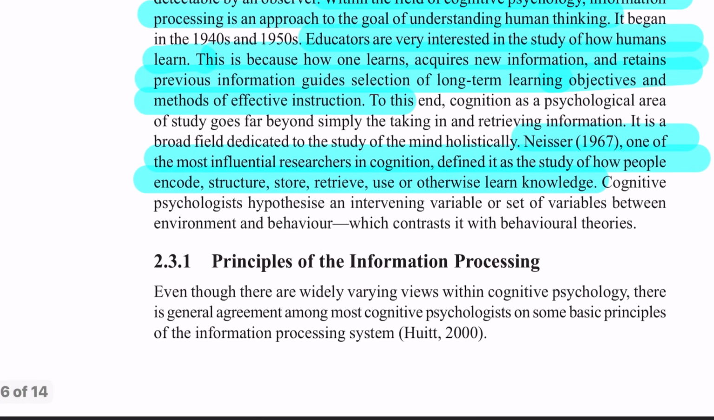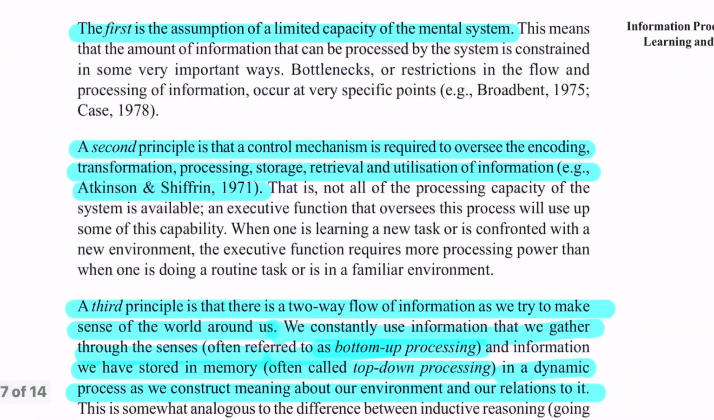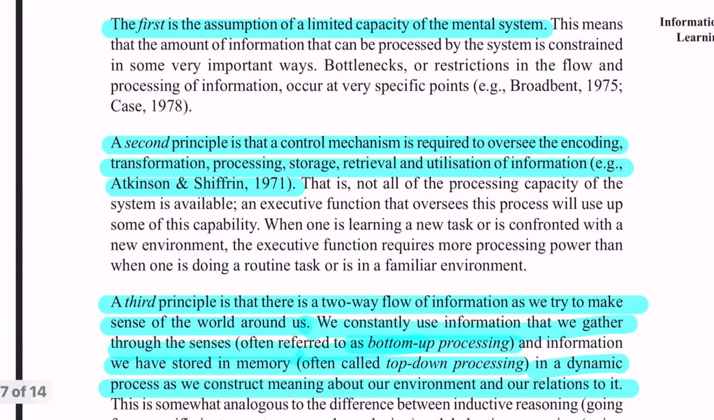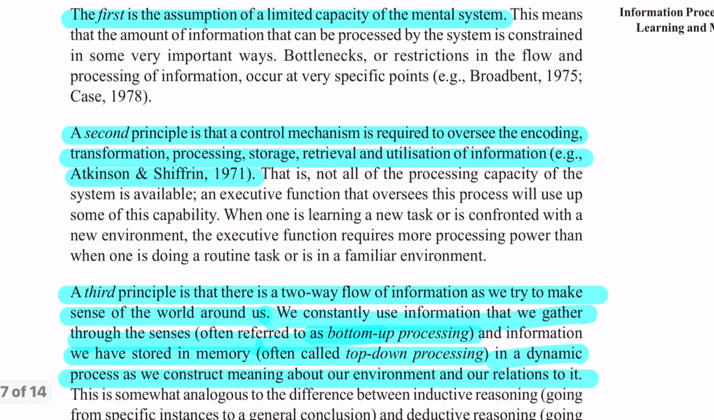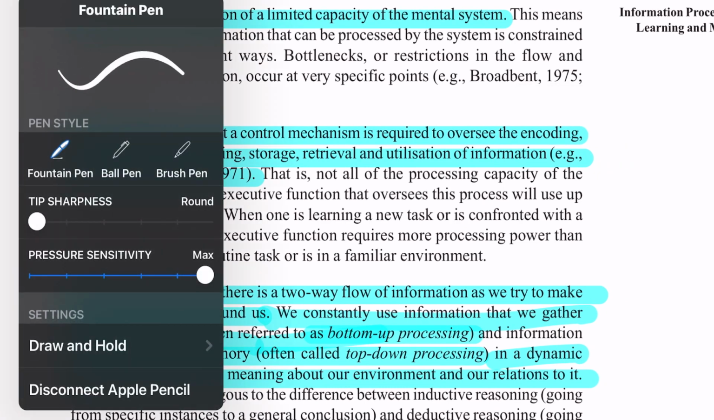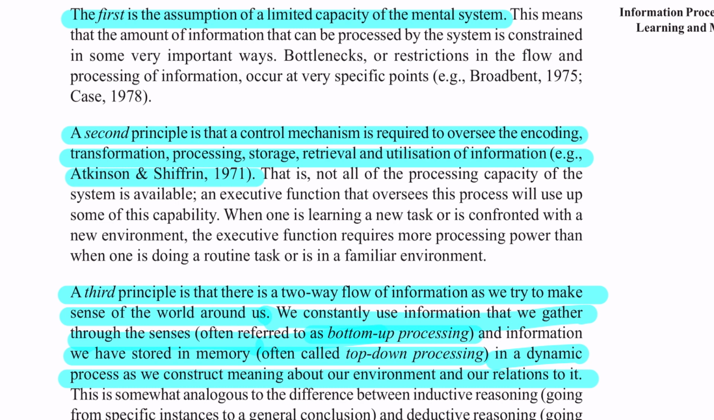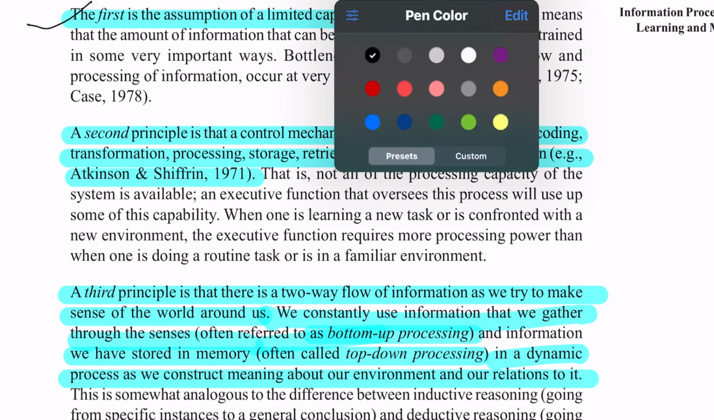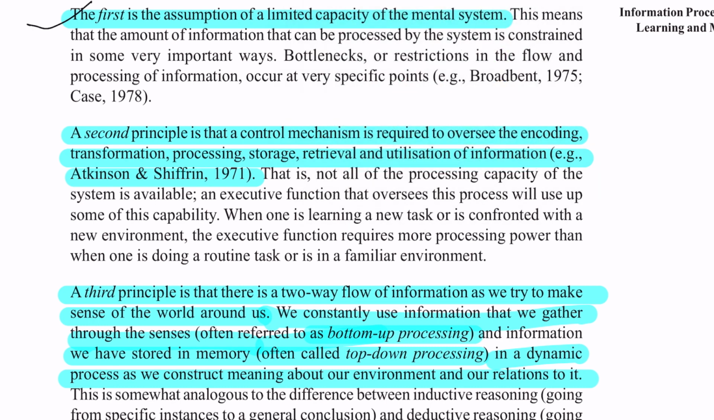So there are some principles of information processing. First, that we will discuss. The first thing is the one highlighted there: the assumption of limited capacity of the mental system. So the first thing we have to understand is that we have limited capacity. You cannot process all the information, you can process only a limited amount of information. You have to filter out all other information which is not necessary. So that is one assumption.